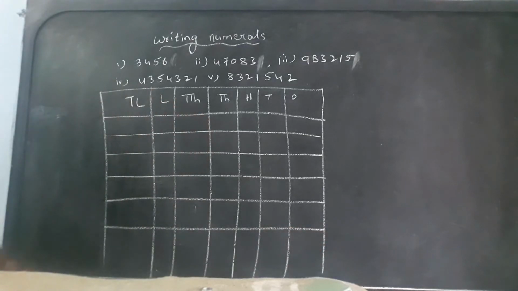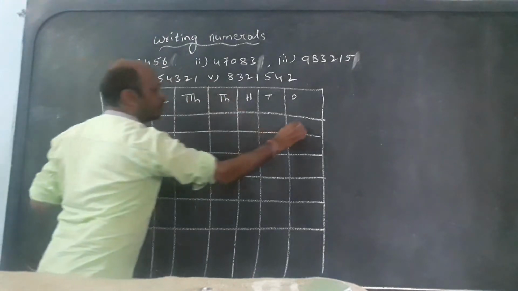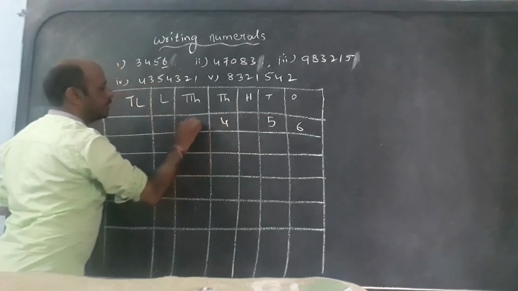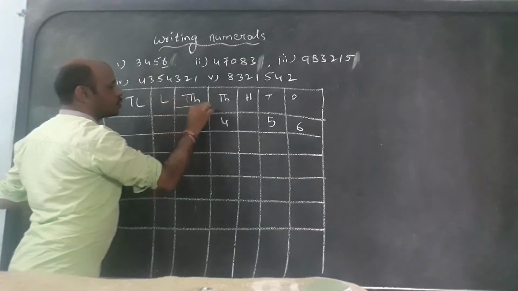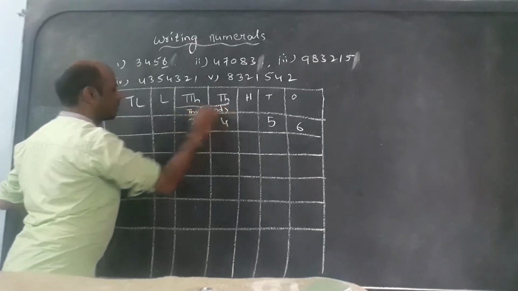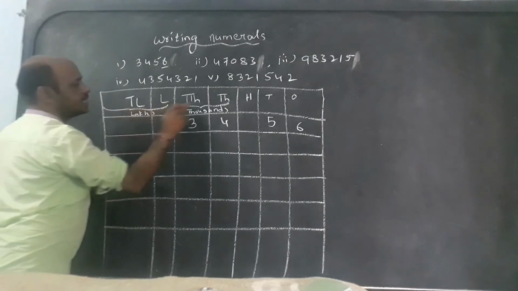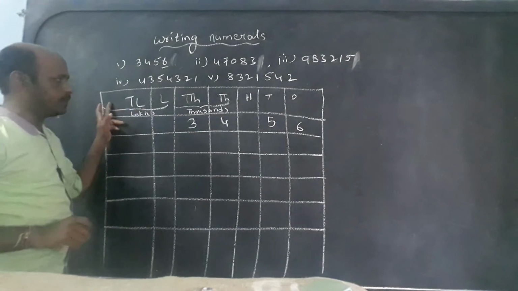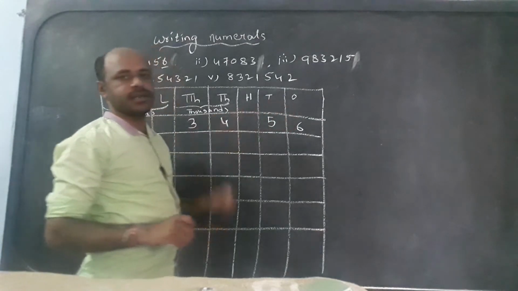Five numbers are there, 5 sums are there, so I draw 5 lines. First one, from the right, 6 goes to the ones place. Next 5, next 4 and 3. See, these two are the thousands place. These two are the lakhs period. Lakhs and 10 lakhs are the lakhs period. Thousands and 10,000s are the thousands period. Ones, tens, hundreds are the ones period.